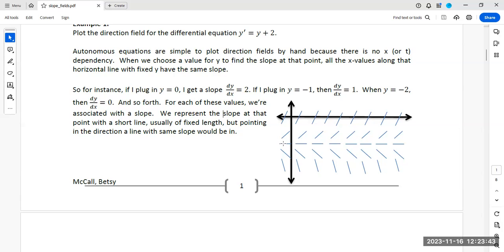On the other hand, if I start at exactly y equals -2, then the slope is always 0. And so I'm just going to travel along horizontally, remaining that same value all the way across the graph.